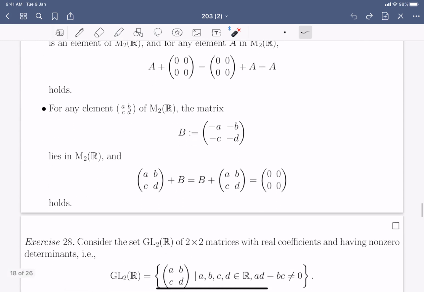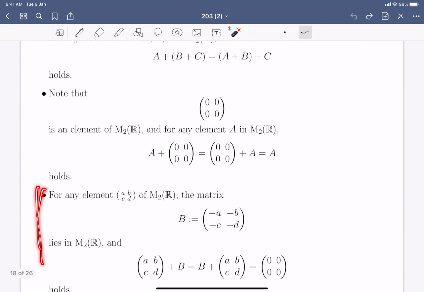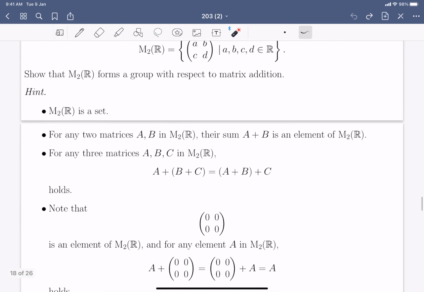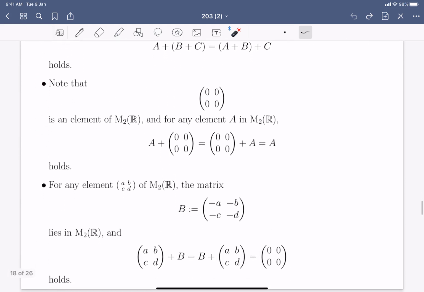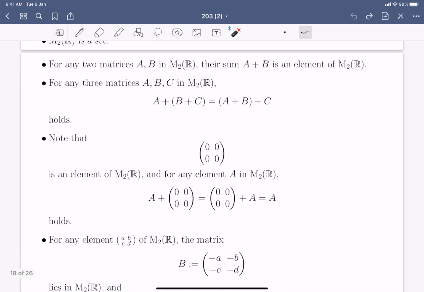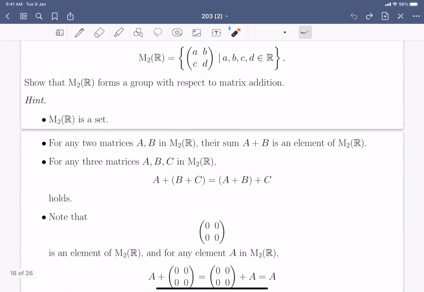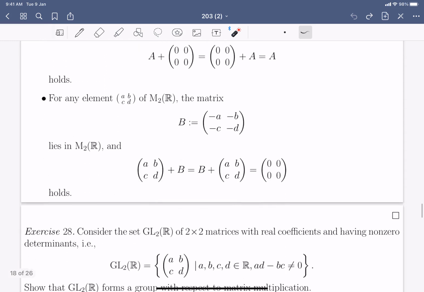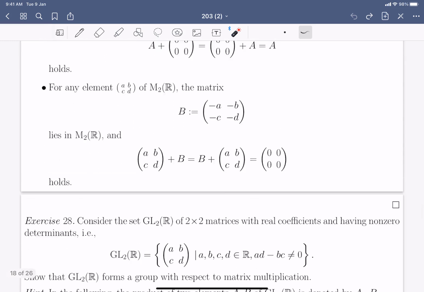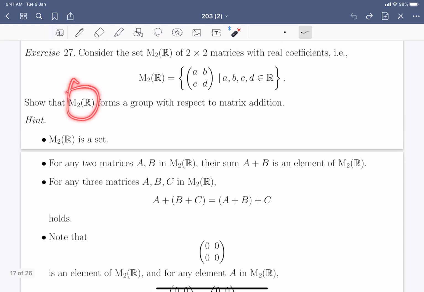This is essentially the key steps. Whether this counts as a true proof, probably, but in a true proof there should not be any bullets. Anyway, with a little bit more elaboration, really just one sentence more, it tells you that M2R does form a group with respect to matrix addition.